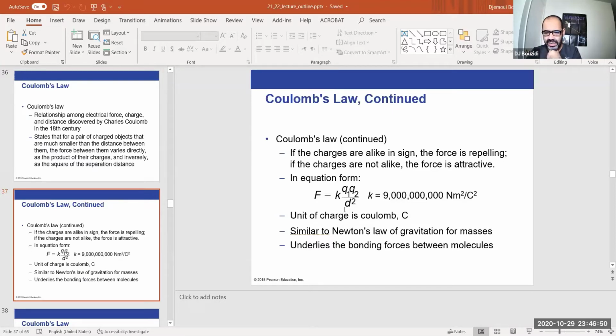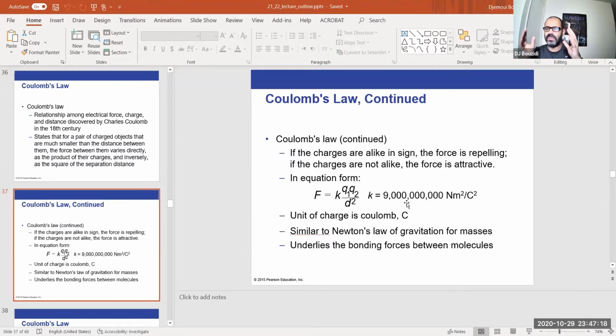Versus when we did gravity, it had the G in here, and G was 6.67 times 10 to the negative 11. So that was 0.0000, basically 10 zeros and then a 6. And this constant now is 9 followed by zeros. So this constant gave us an idea of how imbalanced these two forces are.